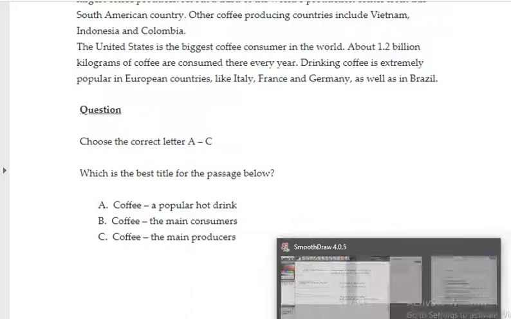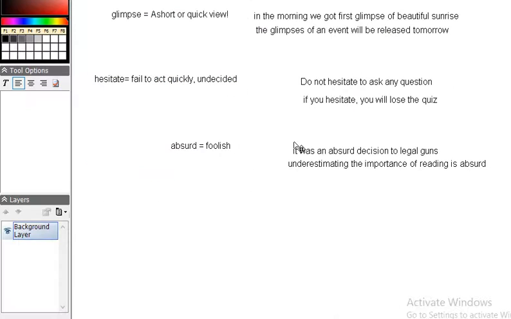So today it's time for vocabulary. Today the first word is glimpse, which means a short or quick view. In the morning we got our first glimpse of a beautiful sunrise, or the glimpses of an event will be released tomorrow. So glimpse is like a really quick or short view.